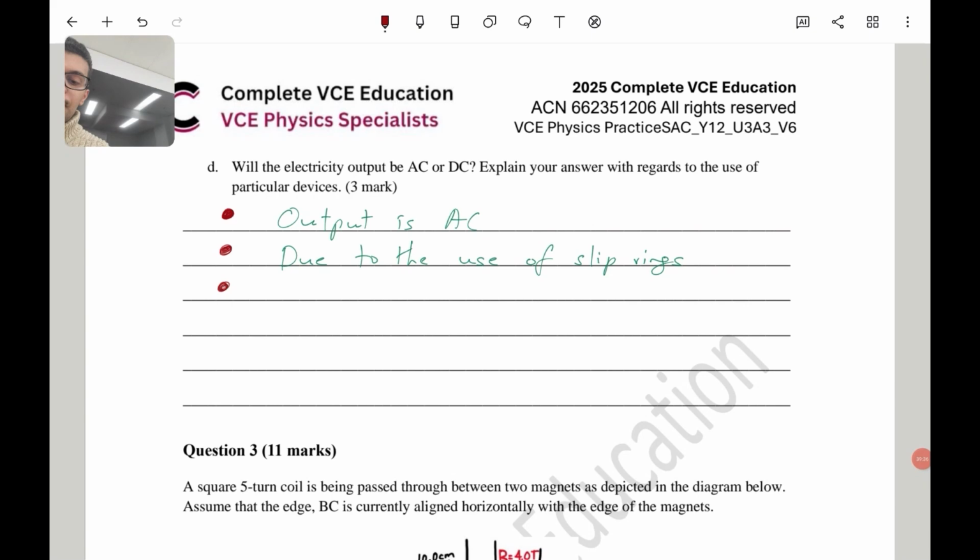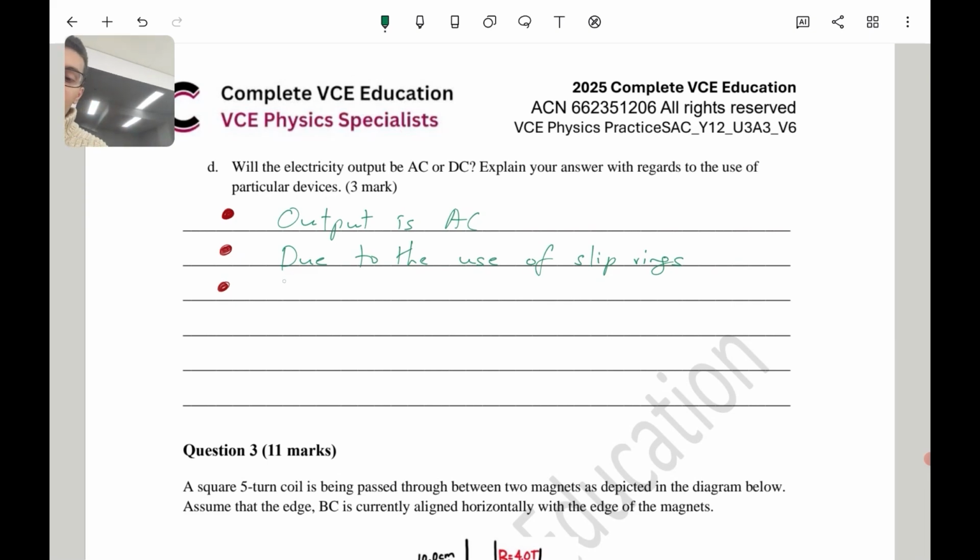Third dot point. So we've gotten 2 dot points. How will we get the third mark here, guys? Let's think about this. We have so much space. For the third mark, we must actually explain what is the purpose of the slip rings. VCAA requires VCE physics students to understand the purpose of slip rings and also the purpose of split ring commutators as well.